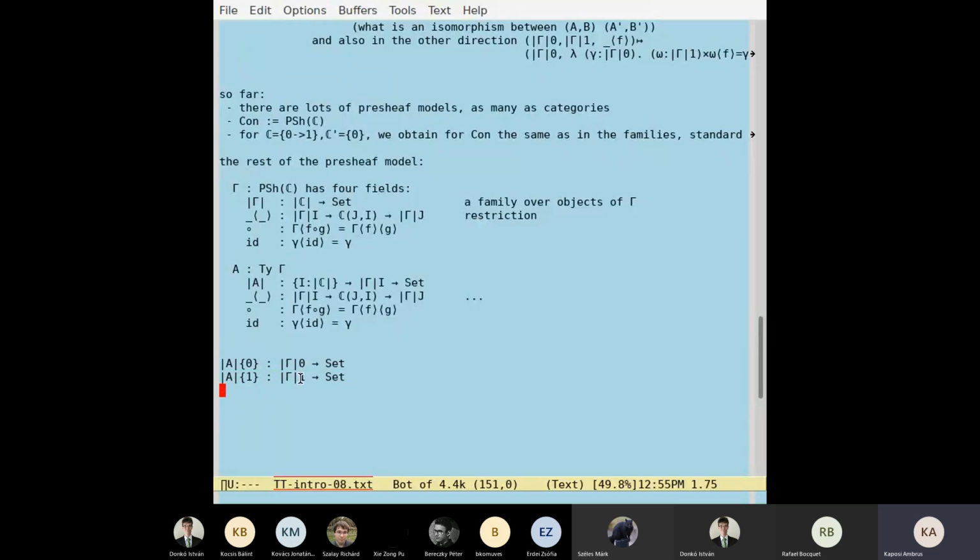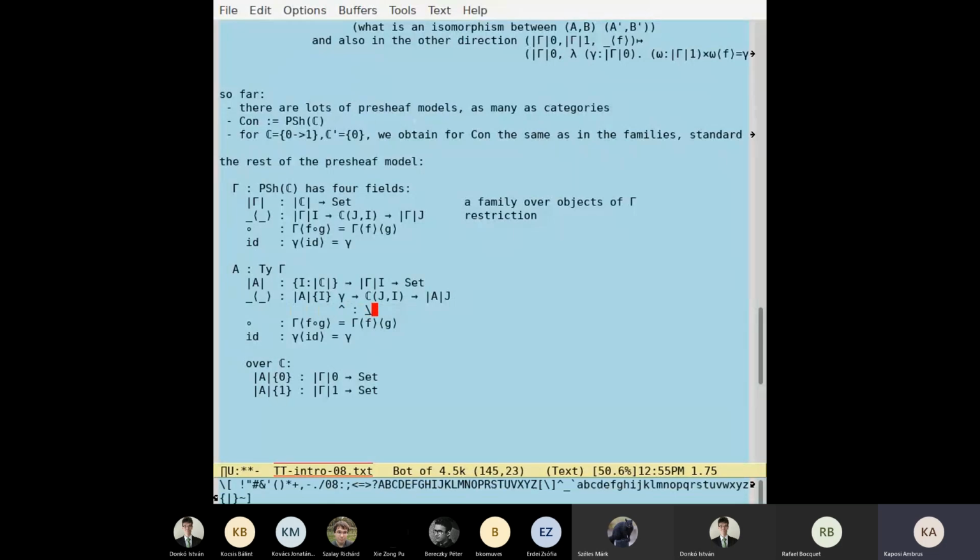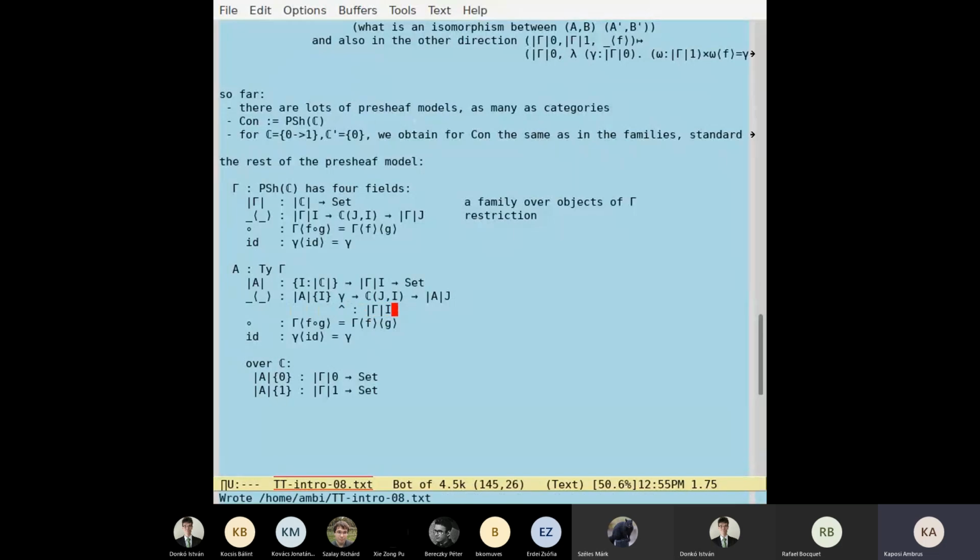Okay, but that's not everything, because this is just an example. So in or over C, I have this, but I also have this restriction now, which will go between the corresponding components of A. So let's see. If I have an A at I and gamma, okay, let's type check this. So gamma, right? It's in gamma of I. So small gamma is in big gamma of I.